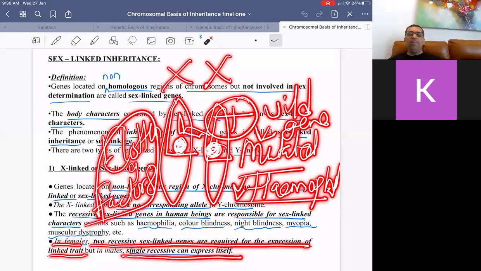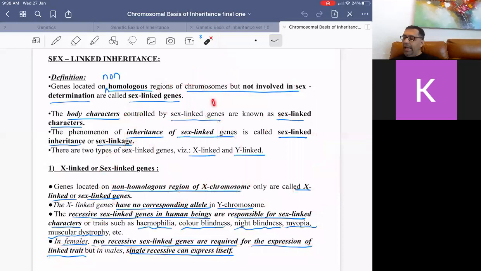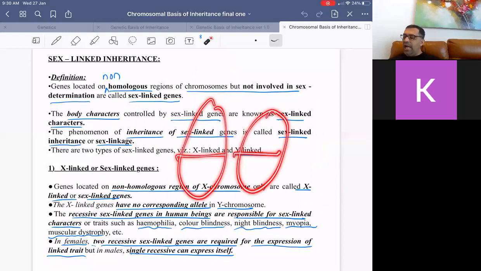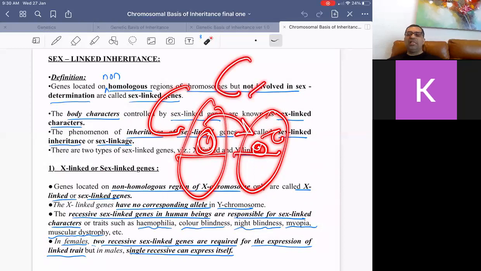But she will become a carrier because she has one normal gene which is making her normal, but she herself will become a carrier for the disease hemophilia. Similarly, for colorblindness, if she has a normal gene, capital C, and a defective gene, small c, then capital C will become dominant over small c. So she will be genotype capital C, small c. And she will not get color blindness because capital C, the normal gene, is dominant over small c.